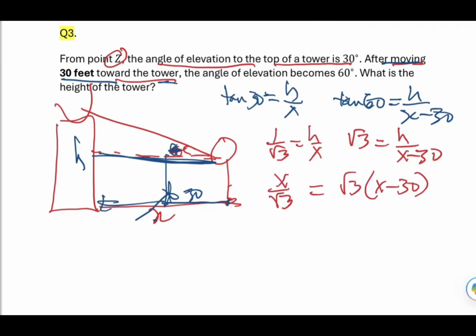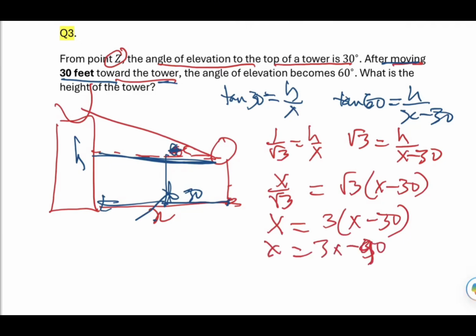So you have two h's equal to each other. Then you solve it. This h is that, this h is that. How do you solve it? You can basically simplify using the square root of 3. You just multiply both sides by square root of 3. This will leave x. This will leave 3 times x minus 30. Right? x equals 3x minus 90. In the process, you get 2x is equal to 90. x is equal to what? 45. So the original distance from the base of the tower is 45.